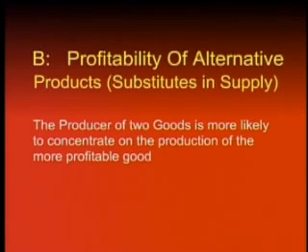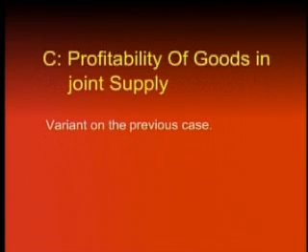This was very simple. C. Profitability of goods in joint supply. This may be considered a variant on the previous case.